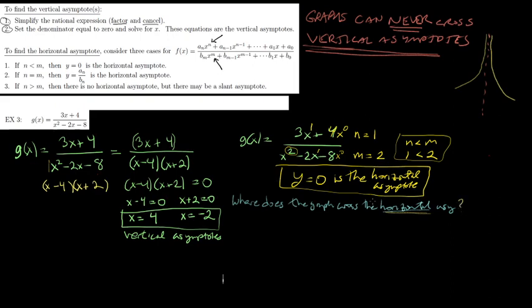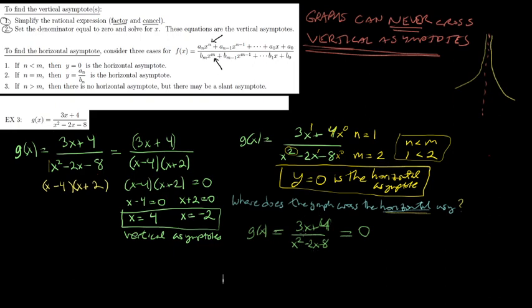So how do we determine if it crosses the horizontal asymptote? Well, here the horizontal asymptote is just y equals 0. So where does this graph, let me go back to g of x here. That was 3x plus 4 over x squared minus 2x minus 8. To say where does it cross the horizontal asymptote is to set it equal to the horizontal asymptote. In this case, the horizontal asymptote is y equals 0. So we just have to solve this equation.